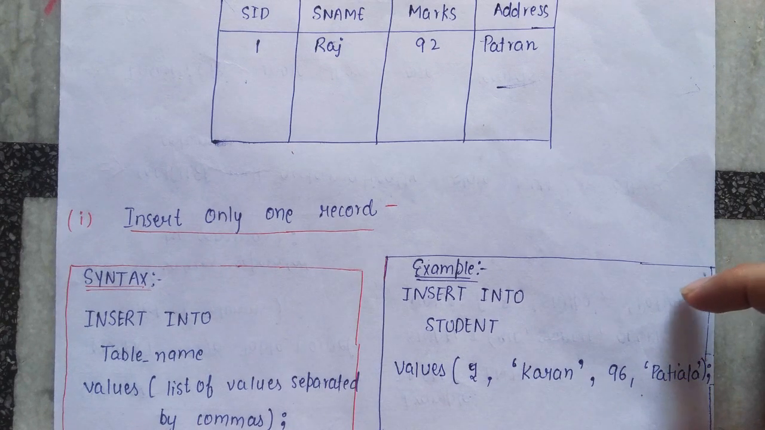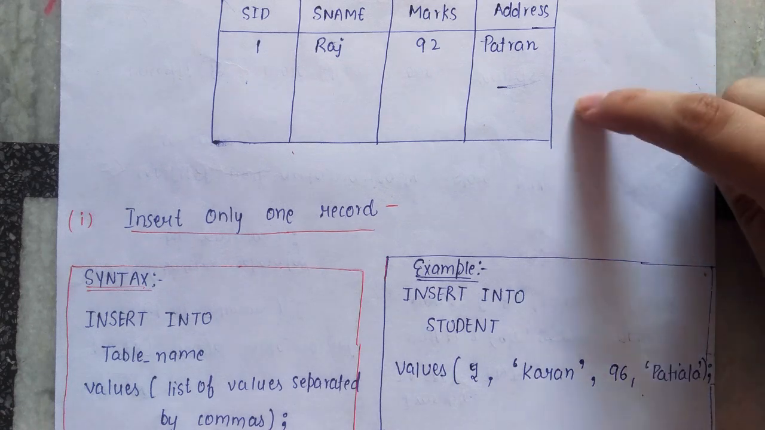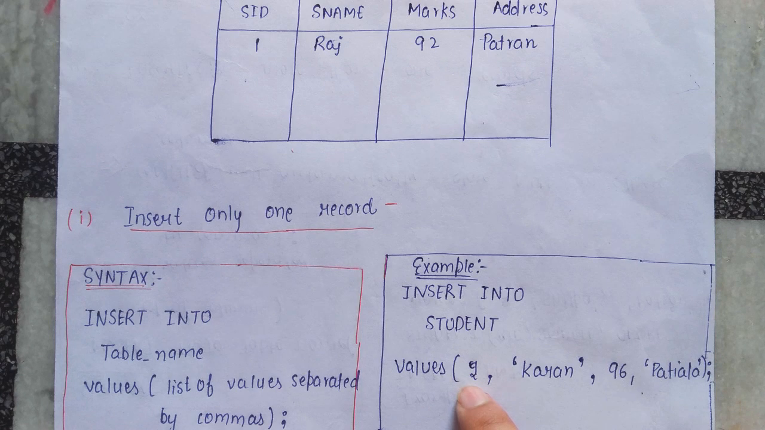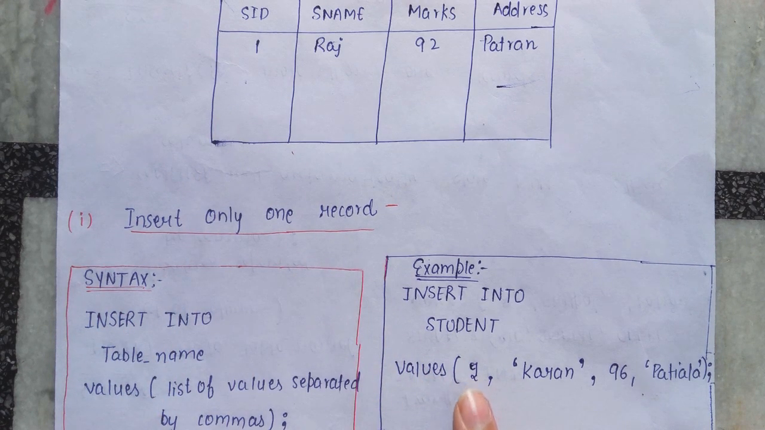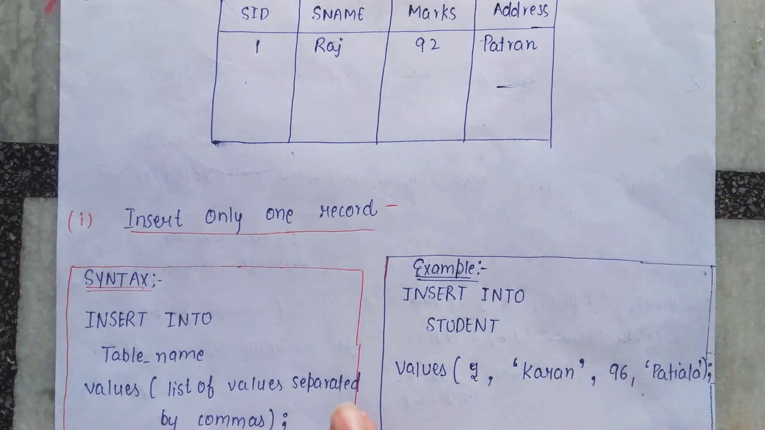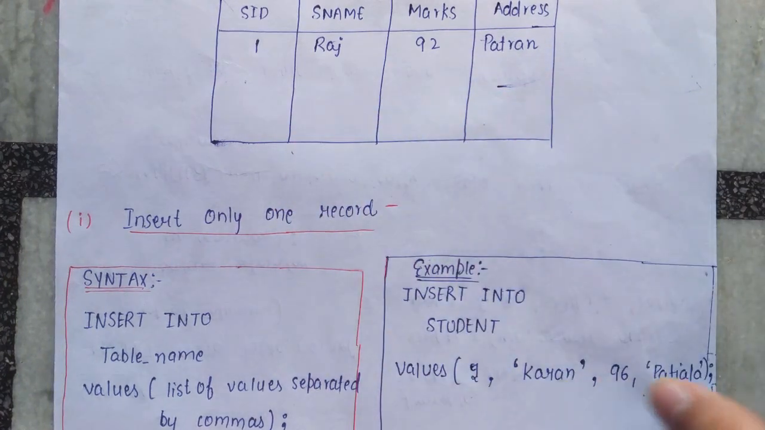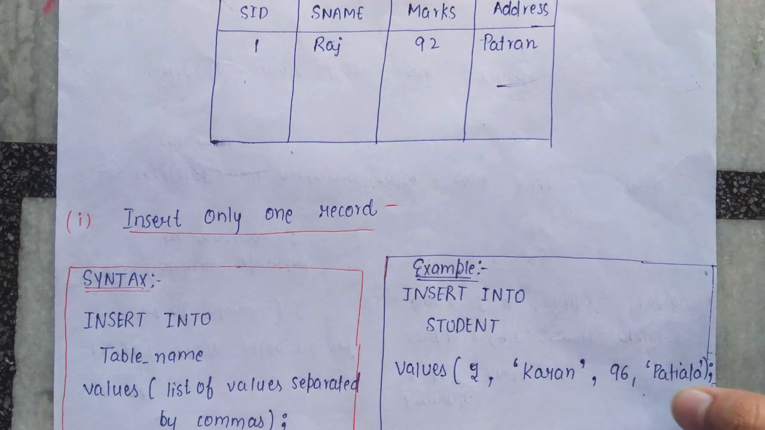Now one more thing one must know here is that the order of inserting all the values must be the same as the order of the columns. We cannot shuffle, we cannot write marks before the name. If student ID is first in the columns, one must enter the student ID first and then the student name, marks and the address. So this is the syntax for inserting only one record in the table, and the entire order must be maintained. The order in which columns are presented here, the data must be stored in that order also.